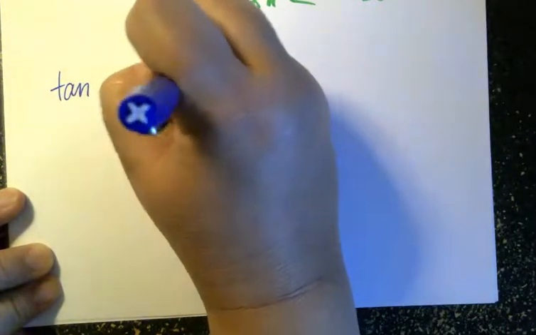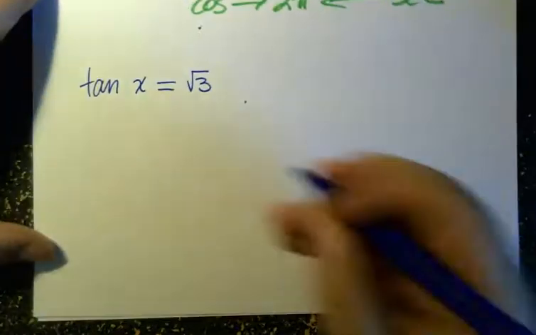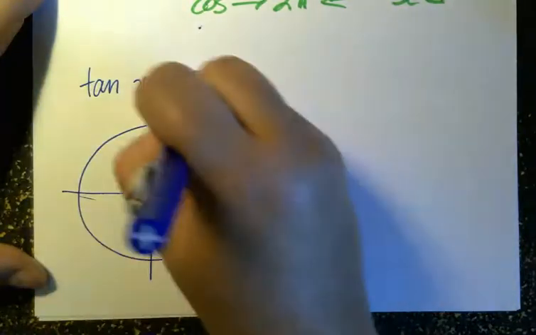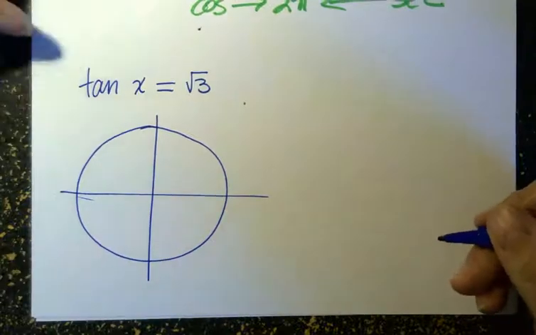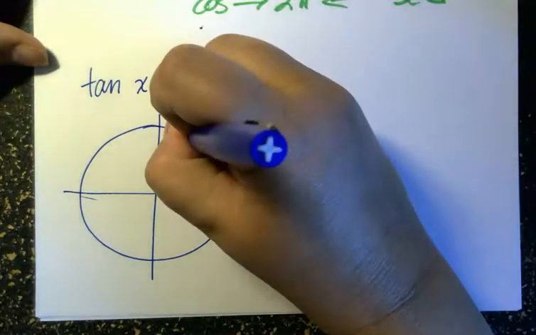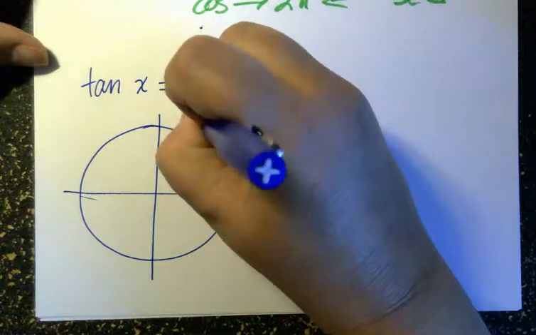So let's look at a tan one. Let's say tan of x equals root 3. And think about where that would happen on the unit circle. Let's see if I can draw a better circle this time. It's a little better. Okay. Tan of our angle is root 3 when our angle is right here at pi over 3.